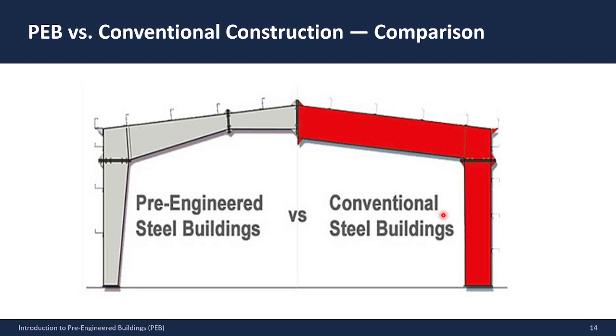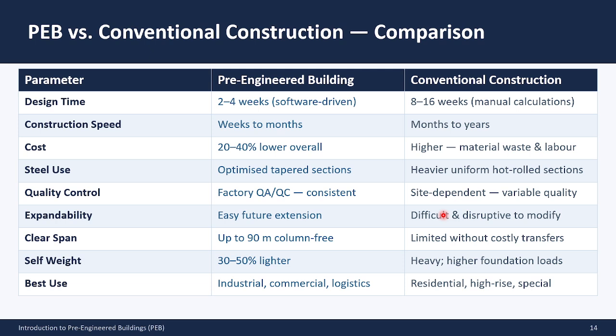Here I'm just showing you to understand better the difference between the conventional steel building and PEBs. So PEB is efficient, with optimized sections having tapered cross-section members, whereas conventional buildings will have prismatic members. And this comparison table clearly highlights where PEB stands against conventional construction.